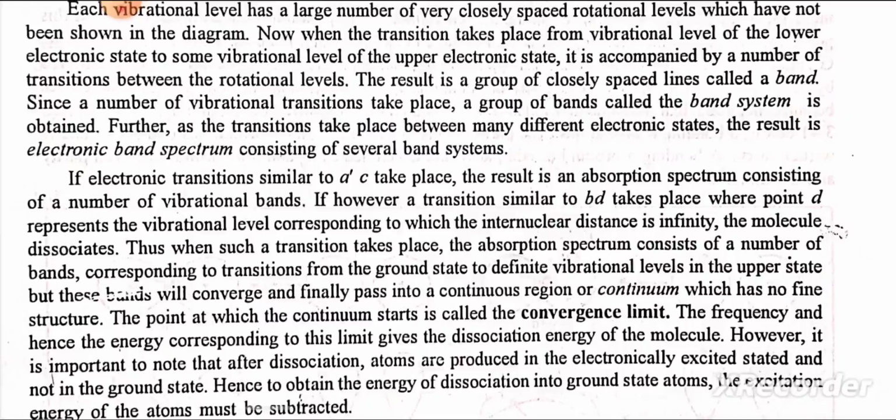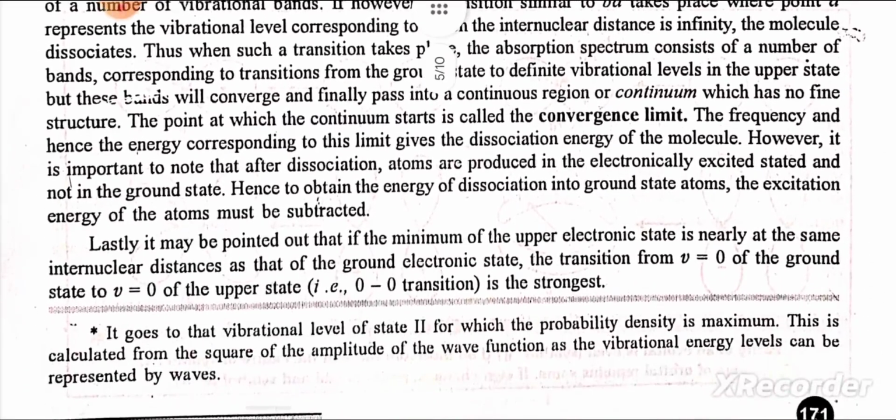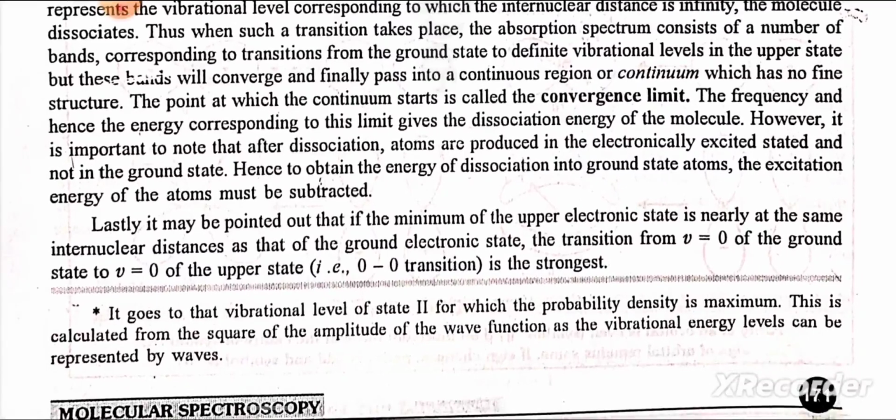The point at which the continuum starts is called the convergence limit. The frequency, and hence the energy, corresponding to this limit gives the dissociation energy of the molecule. However, it is important to note that after dissociation, atoms are produced in the electronically excited state and not in the ground state. Hence, to obtain the energy of dissociation into ground state atoms, the excitation energy of the atoms must be subtracted. Lastly, it may be pointed out that if the minimum of the excited electronic state is nearly at the same internuclear distance as that of the ground electronic state, the transition from v = 0 of the ground state to v = 0 of the upper state, that is the 0-0 transition, is the strongest.